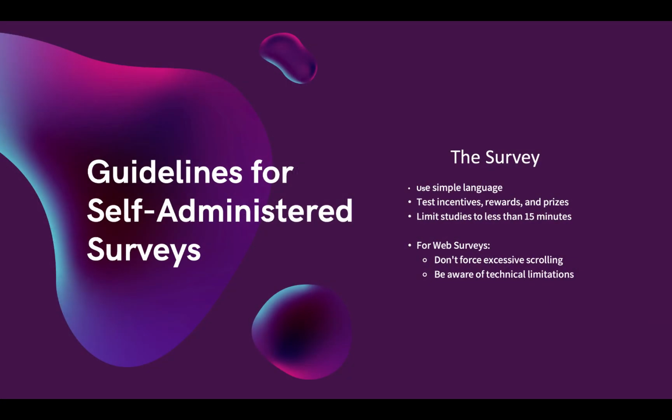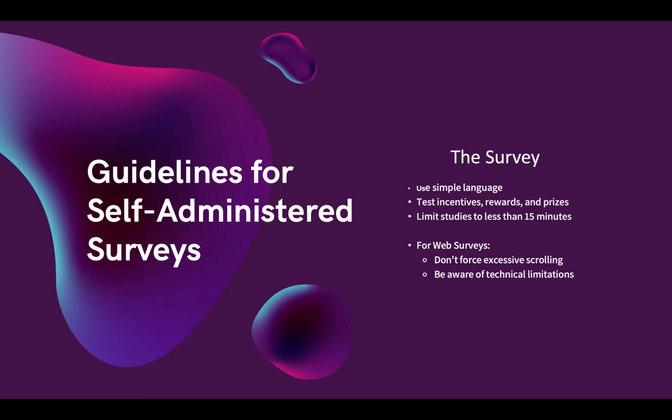So here are some guidelines when you're constructing and sending out self-administered surveys. The survey itself should use simple language. Don't use jargon at all in your survey. Use simple lay terms. The researcher should also test out which incentives tend to increase participation in the survey. And finally, the researcher should limit these surveys to less than 15 minutes. Oftentimes people don't have a lot of time to engage in these surveys, so keeping it to about 10 or 15 minutes is going to be ideal for increasing response rate.